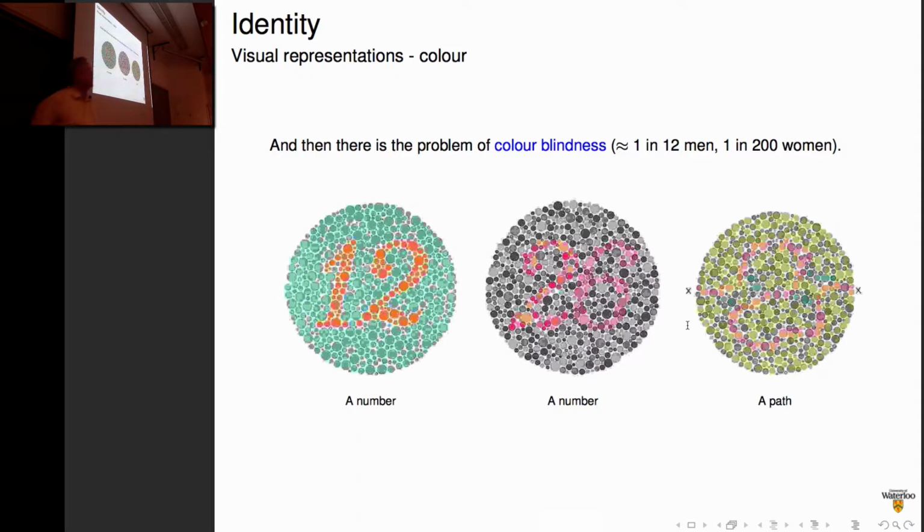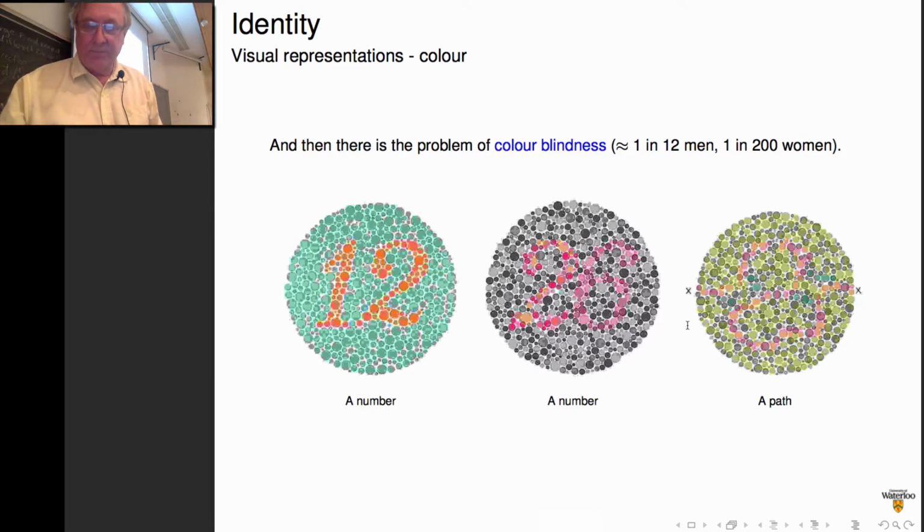On the right, you can see a path. How many people cannot find a path from one X to the other X through that? Anyone not see the path? Yeah, you can't see the path? There should be some small fraction of you that cannot see these. You cannot see it? Okay. I don't think it's the glasses. So colorblindness is a problem.